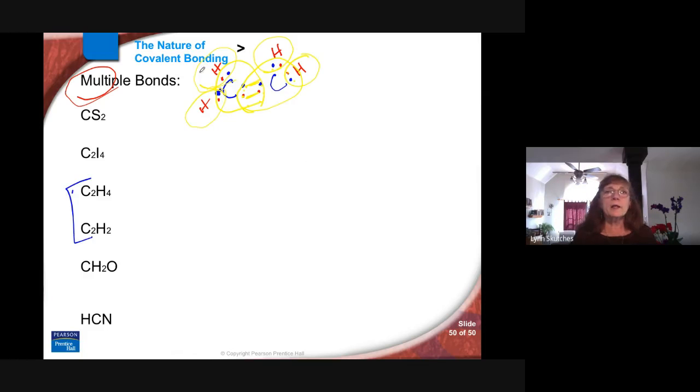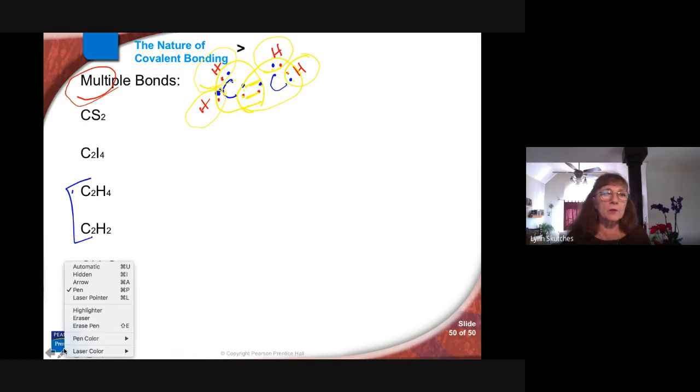So that, there's a whole nother naming system for hydrocarbons. 1 carbon is meth, like the drug. 2 carbons is eth, 3 carbons is prop. So this would be ethene, just little coming attractions. You don't have to know that yet.